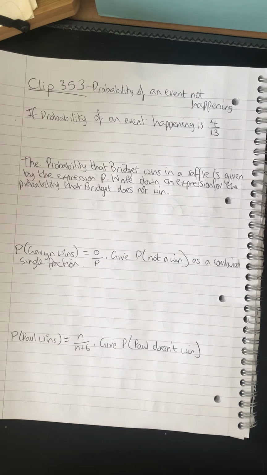Okay, so first question, if the probability of an event happening is 4/13, well, 1 whole is the same as 13/13. So to get the probability of it not happening, you take 1 or 13/13 and take your probability away. Remember when you're doing add or subtract and the denominator is the same, you just take away or add the numerators. So 13 take away 4 is 9. So the probability of it not happening is 9/13.